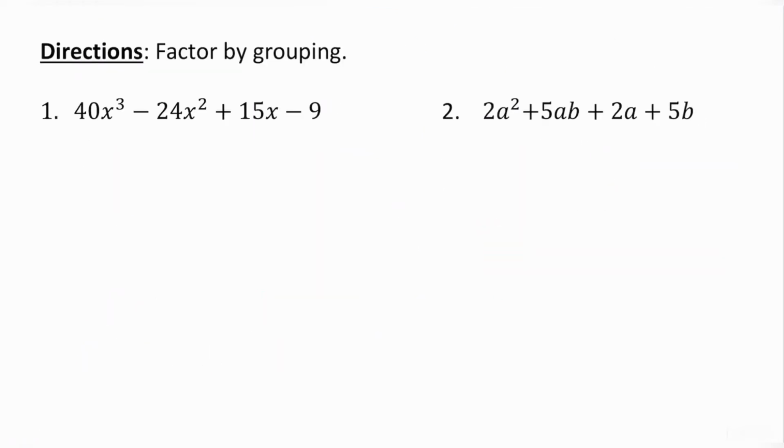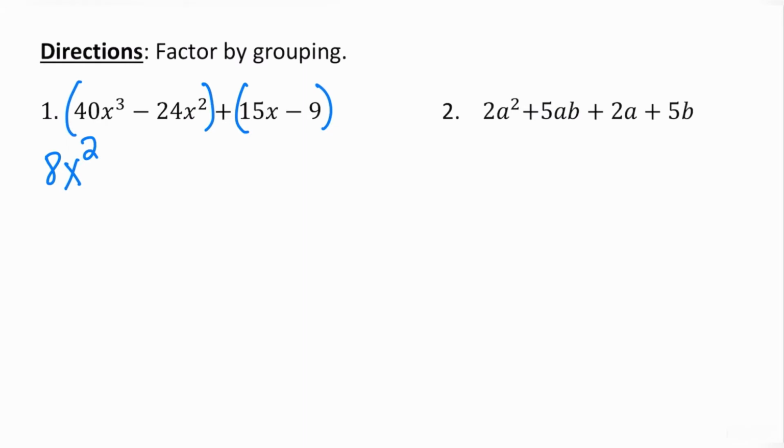Directions: factor by grouping. Take a look at question number 1. We have 4 terms. I'm going to go ahead and group the first 2 together and the last 2 together. From the first 2, 40 and 24, both of those are divisible by 4, but we can go even bigger than that. They're both divisible by 8. So I'm going to go ahead and factor out the 8. They also both have x squared in common. So I'm going to factor out 8x squared.